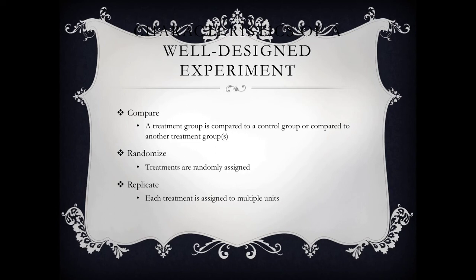These are elements of a well-designed experiment. You need to compare, which is where you have a treatment group that is compared to a control group or another treatment group. So you might compare two different treatments. You need to randomize, so you have to randomly assign the treatments. You need to replicate. You can't just assign the treatment to one subject or one unit and call it good. You need to have your treatments assigned to multiple units and multiple subjects.